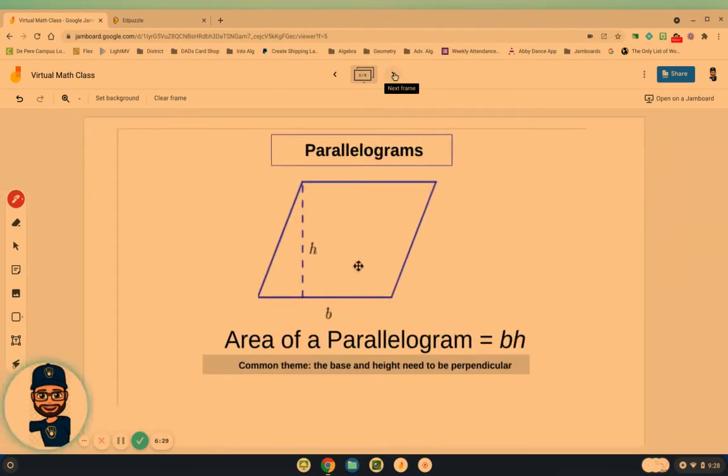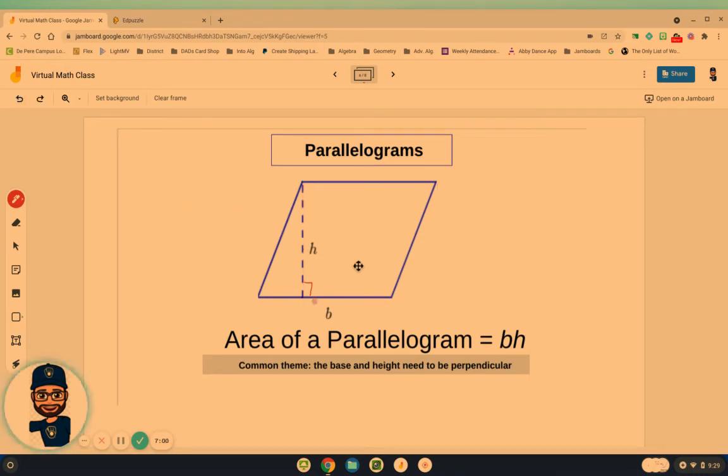The nice part about a parallelogram is that basically it's base times height, right? We've got this common theme, though, that the base and the height need to be perpendicular. They've got to be perpendicular. Now, the reason this works is, imagine if I chopped this triangle off over here and I just said, you know what, I'm just going to move it over here. Well, all of a sudden, we created a rectangle from the parallelogram. So that's why the formula is the same as a rectangle.